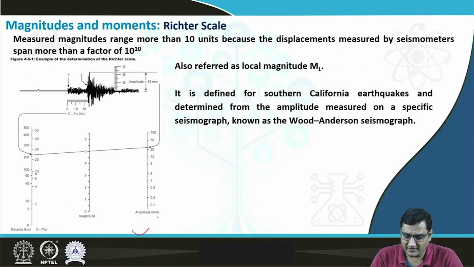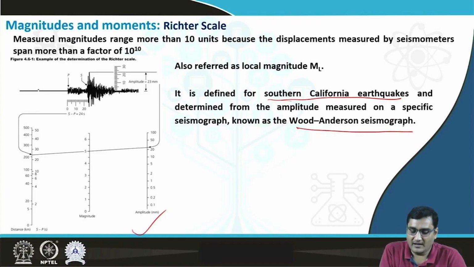Now look at this figure. It is a nomogram, and that is basically the Richter magnitude scale, and the Richter magnitude scale is defined for the Southern California earthquakes and determined from the amplitude measured on a specific seismograph that is known as the Wood-Anderson seismograph. And there is an example earthquake given in terms of a seismogram, and there are the P and S waves marked on it.